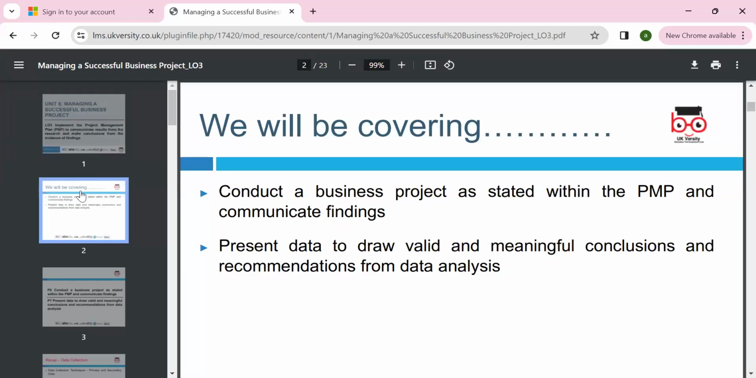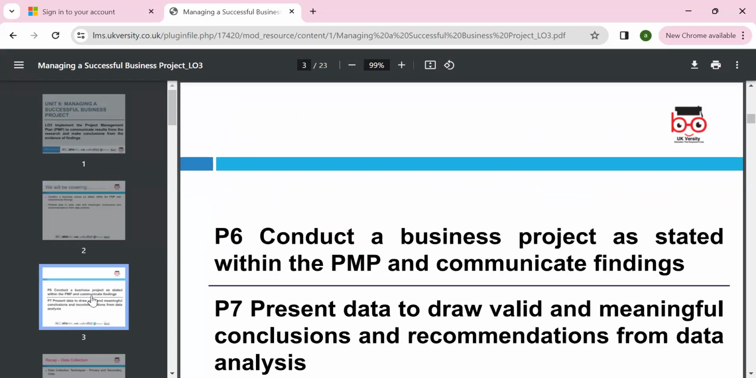Drawing the findings can be based on different statistical tools. Conduct a project as stated within the project management plan, and communicate the findings, present the data to draw valid and meaningful conclusions and recommendations from the data analysis. That's the key. So we have P6 and P7 as assessment criteria: conduct and present.